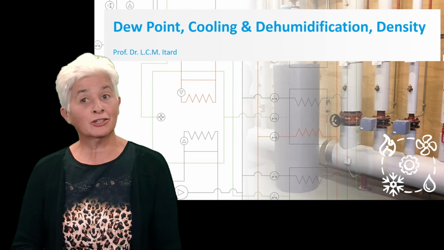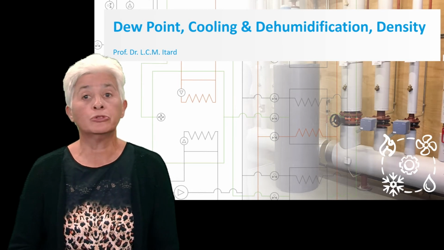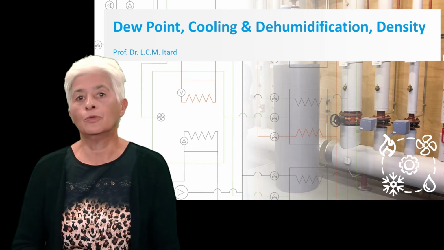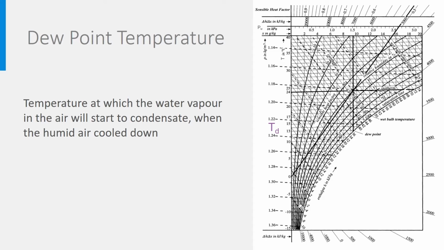Welcome! In this lecture, we are going to look at the dew point temperature and its relationship with cooling and dehumidification. Additionally, we will say a few words about the density of humid air. By definition, the dew point is the temperature at which the water vapor contained in the air will start to condensate when the air is cooled down.